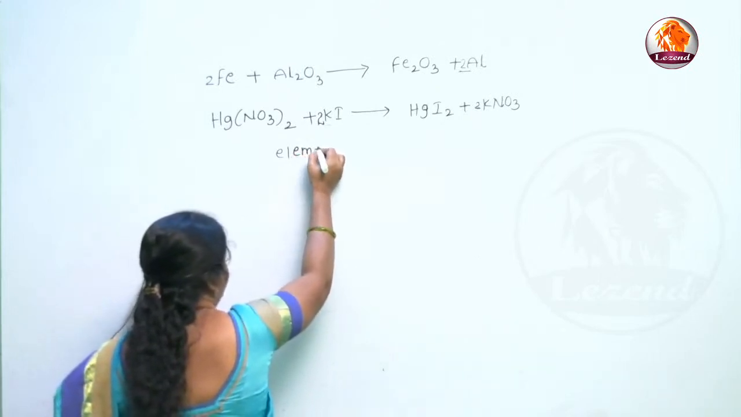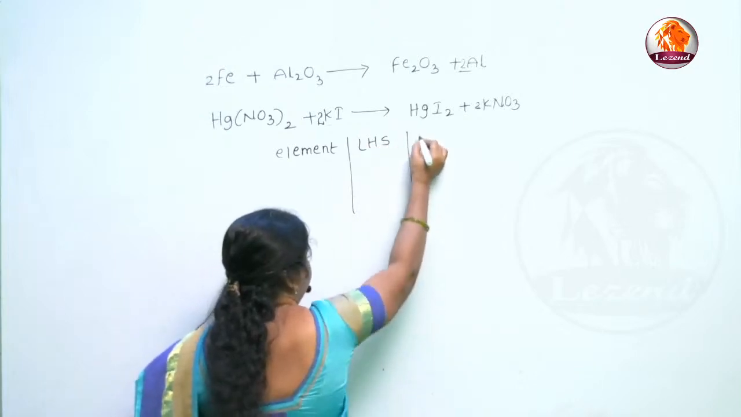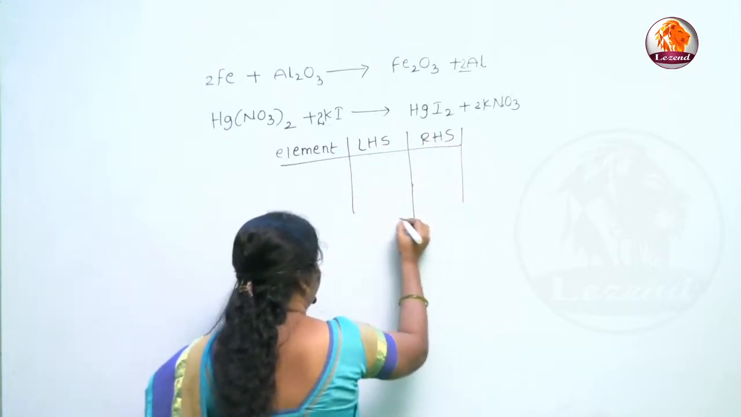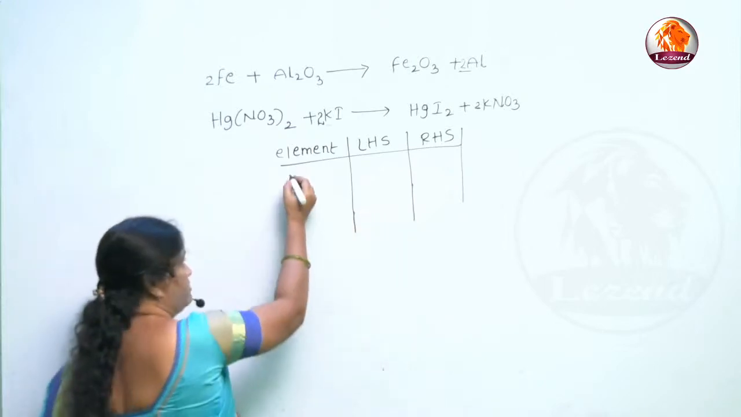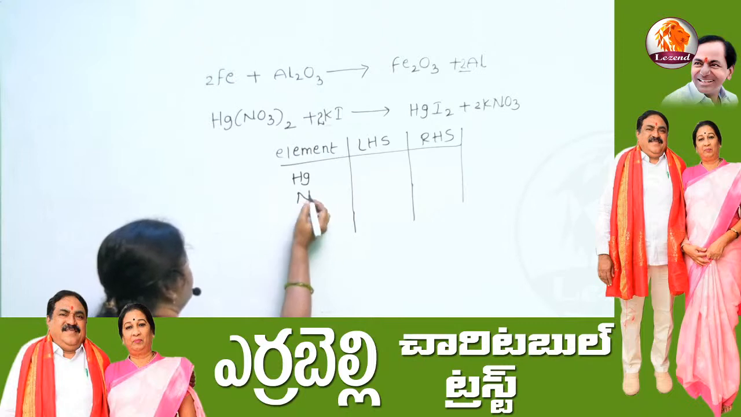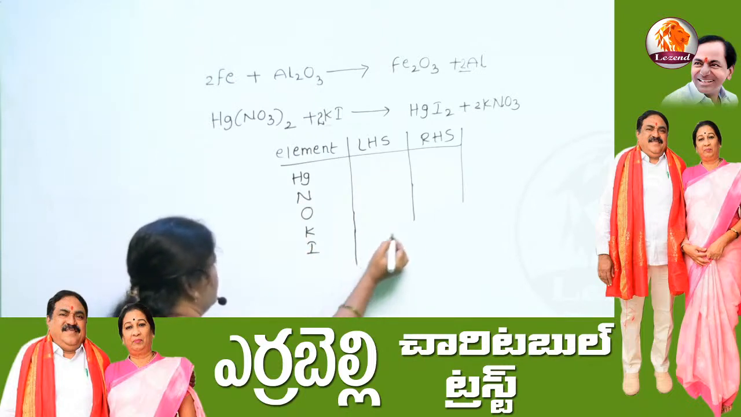Element, left hand side and right hand side. What are the elements involved here? I am going to write the symbols: mercury Hg, and also nitrogen, oxygen, potassium, iodine.